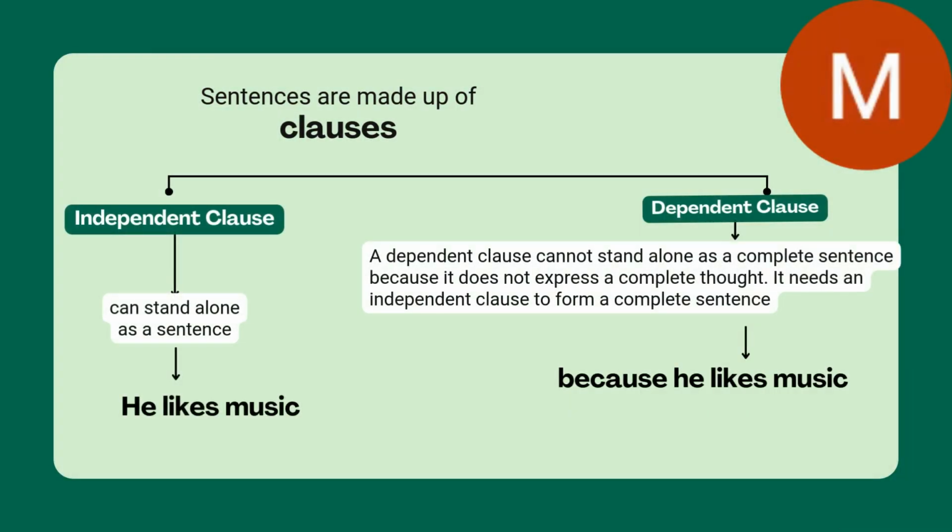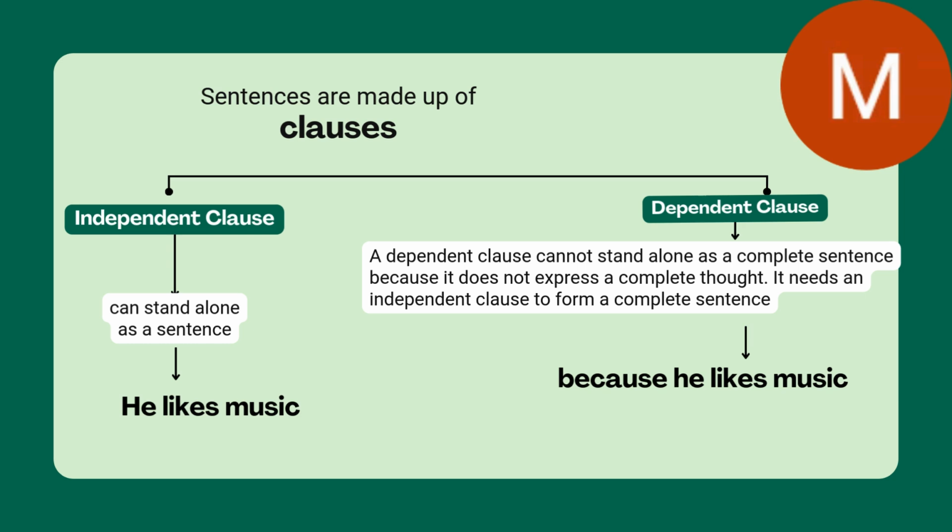Before I explain the types of clauses, you need to remember one very important point: all sentences are made up of clauses. All sentences are clauses. Now, let's jump into the types of clauses. There are two main types of clauses, independent clauses and dependent clauses.